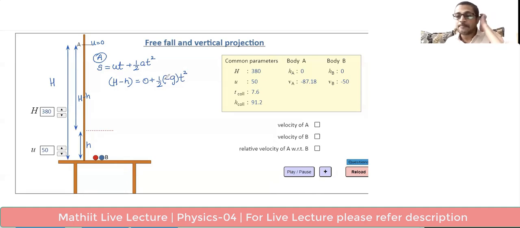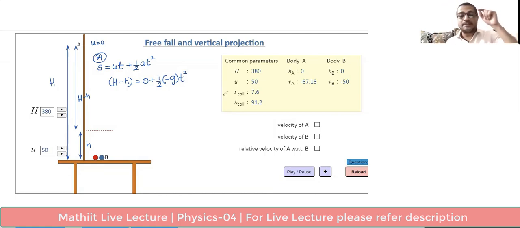Okay, agreed? Now, based on that same argument, should I make any more changes to the second equation? The second equation is the displacement of A. Should I make any more changes to the second equation? Wait for A. In which direction is A moving? Downward. And how much distance did it cover? Capital H minus small h.